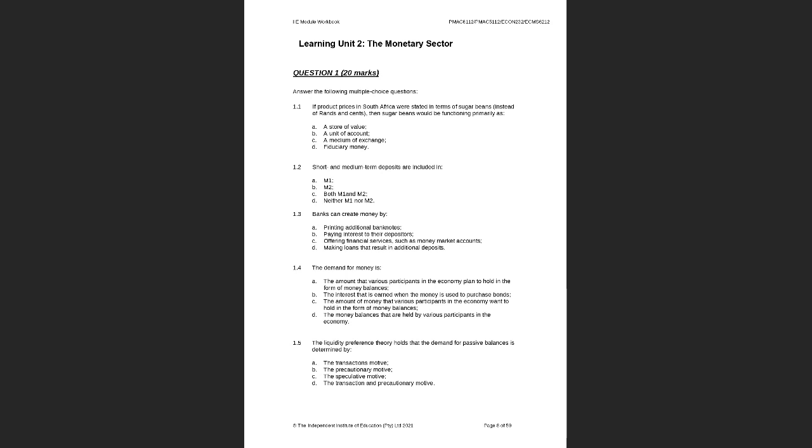It says, if product prices in South Africa were stated in terms of sugar beans instead of rands and cents, then sugar beans would be functioning primarily as A, store of value, B, a unit of account, C, a medium of exchange, or D, fiduciary money. What would it be? A, B, C, or D? Put your answer into the chat.